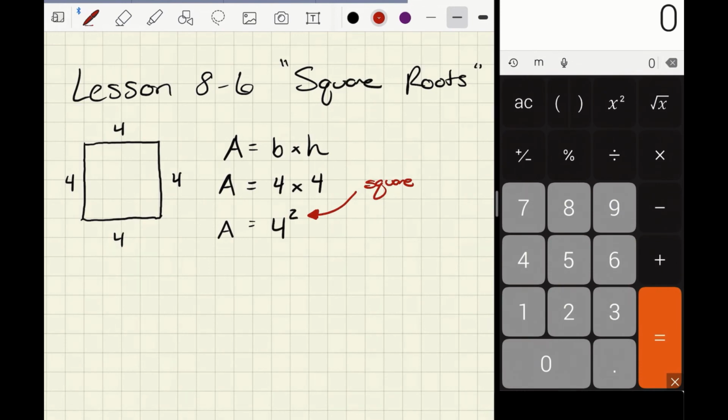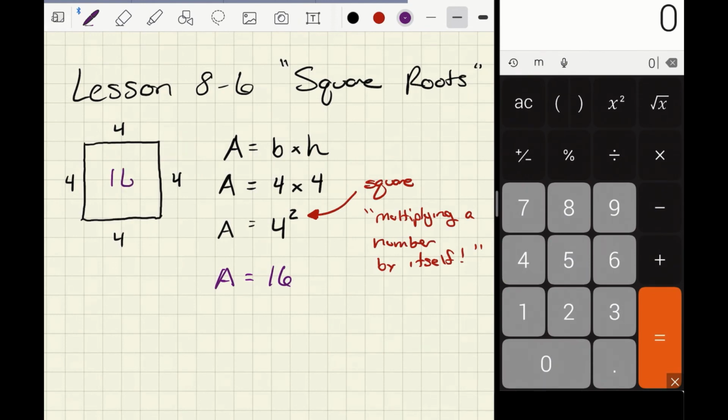And that means that we are multiplying a number by itself. Okay, so let's just say that we know the area now for this particular square to be 16. That's all good, and we can write that in there, and that's going to be units squared, etc.